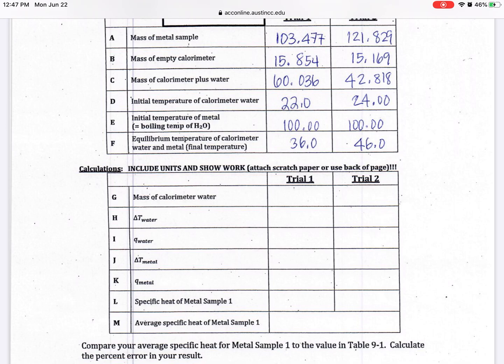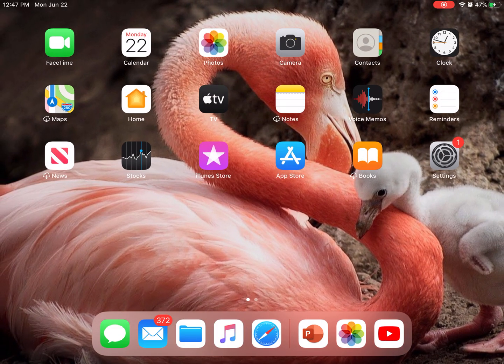Didn't we say Q water and Q metal are the same, but they have opposite signs? Water absorbs heat, metal loses it. So the same amount that you have written in your I is going to be written in K, because it's the heat lost by the metal, but it would be negative. Okay, and then L is the specific heat of the metal sample. We can use again Q metal equals mc delta T to find the specific heat of the metal sample. So let's see how to do that calculation.